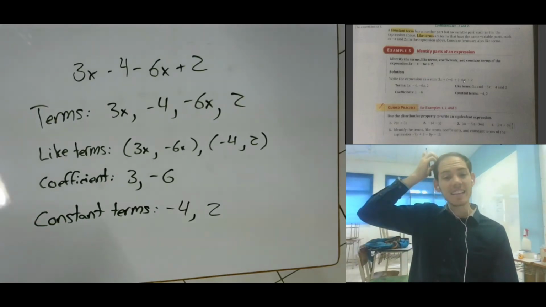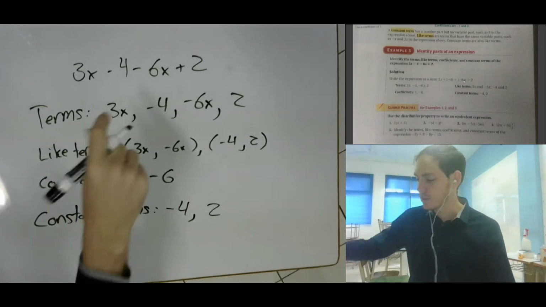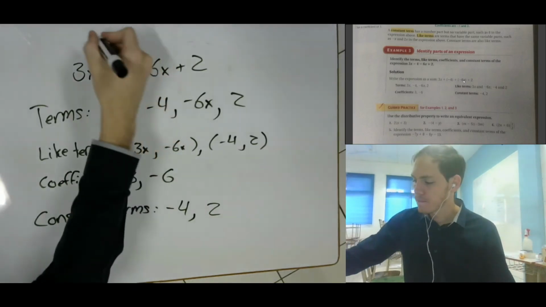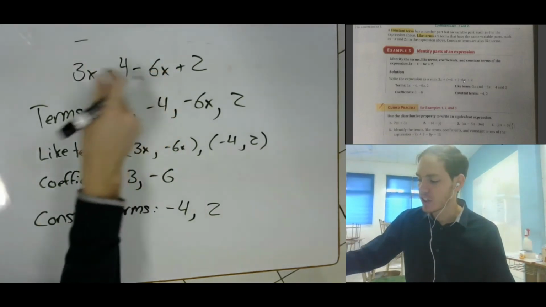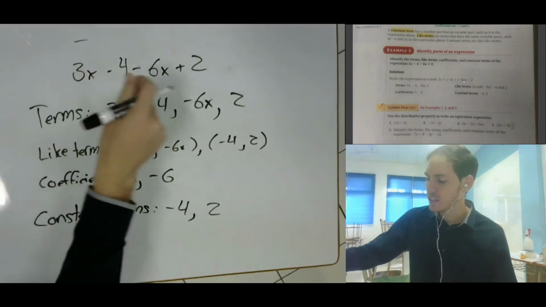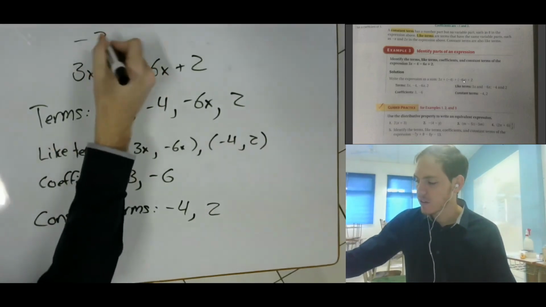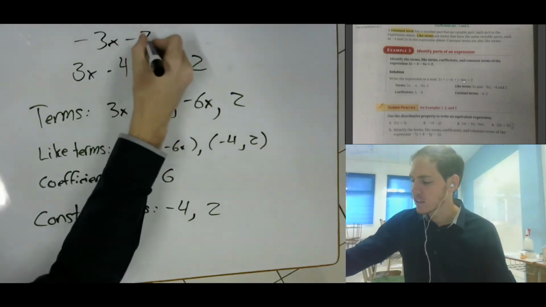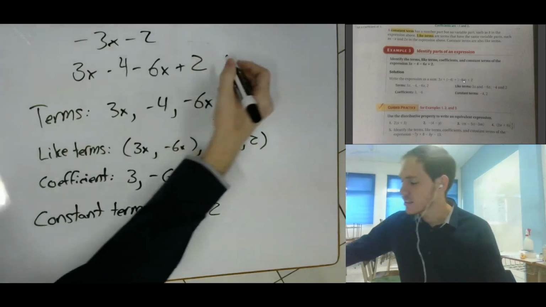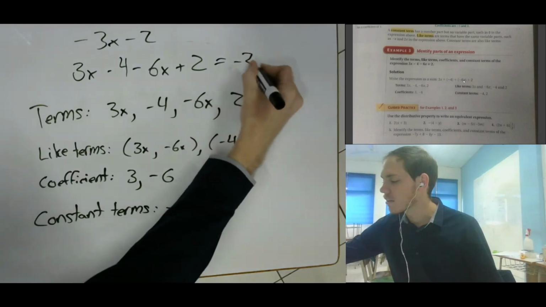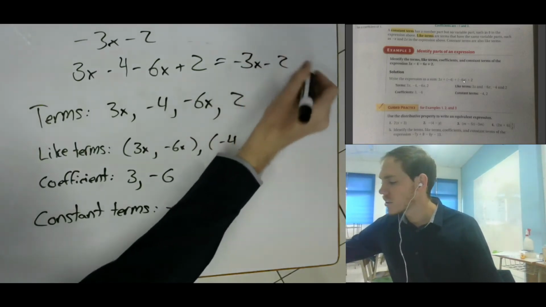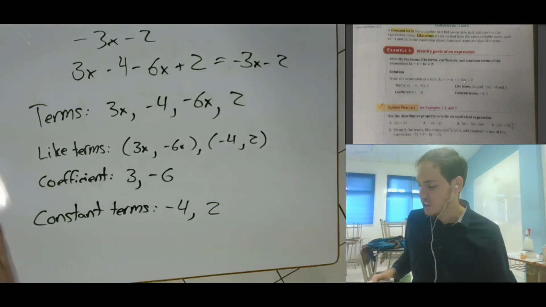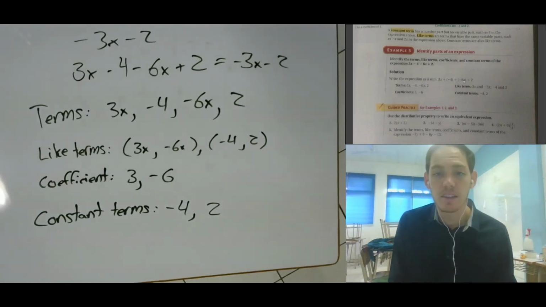Now let's add the like terms. What's 3x minus 6x? So just add the coefficients. 3 minus 6, negative 3x. Negative 4 plus 2, negative 2. So this is going to equal negative 3x minus 2. And that would be understanding each term and understanding how to add them together.